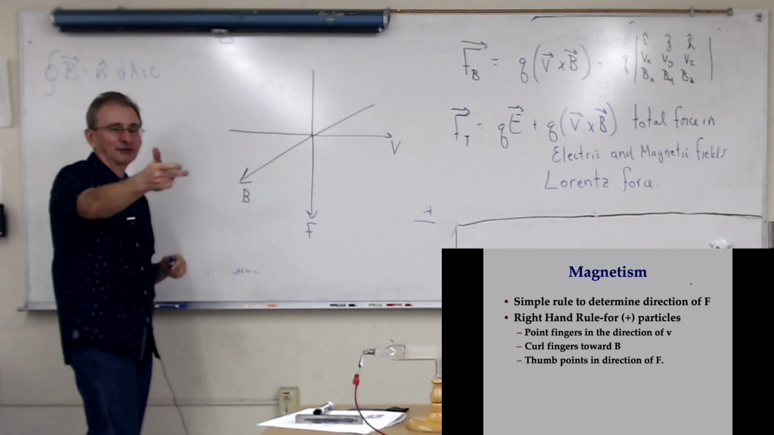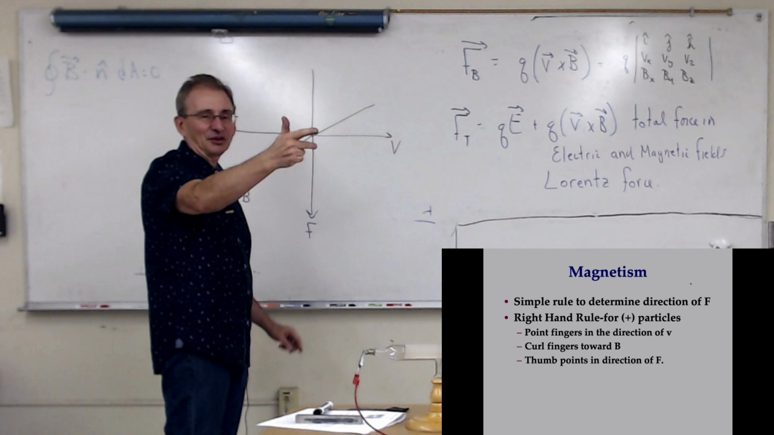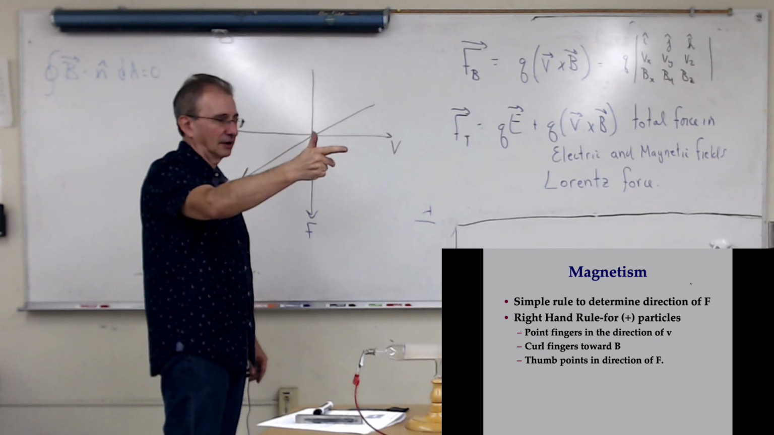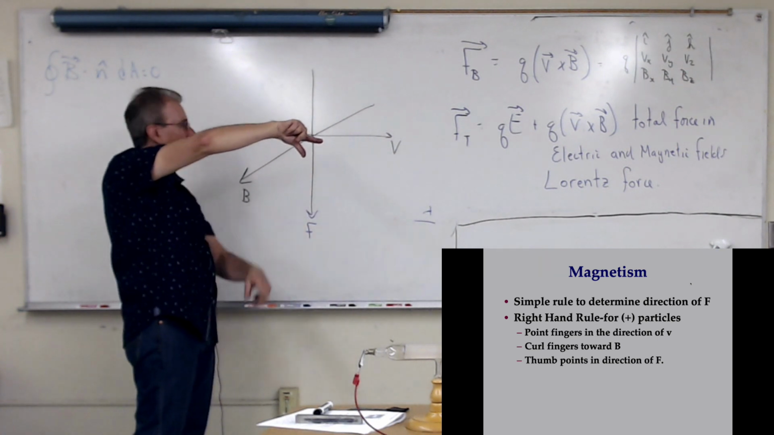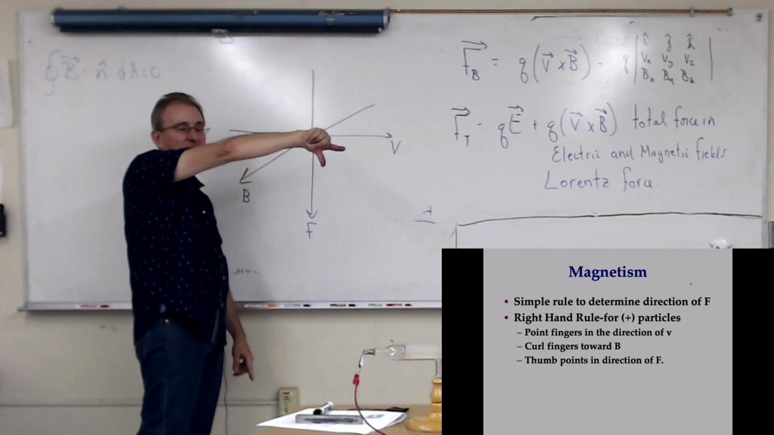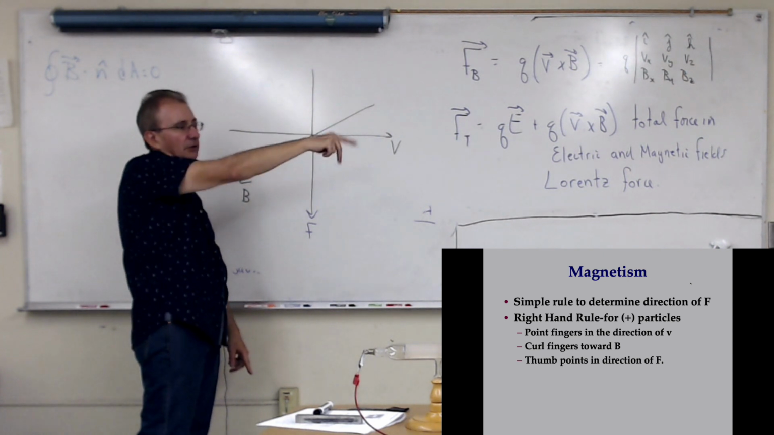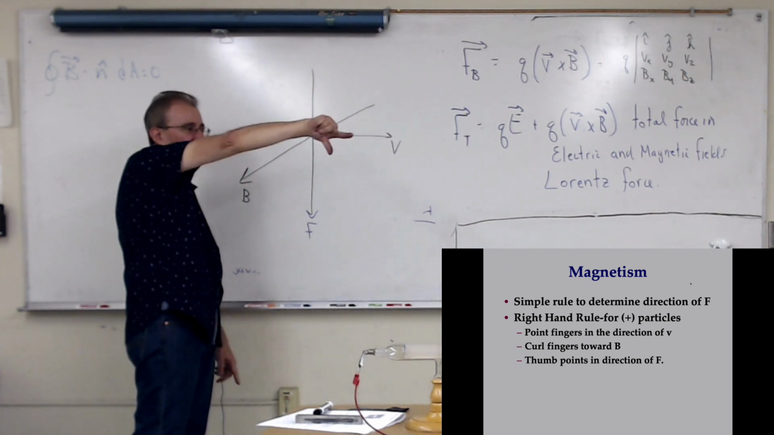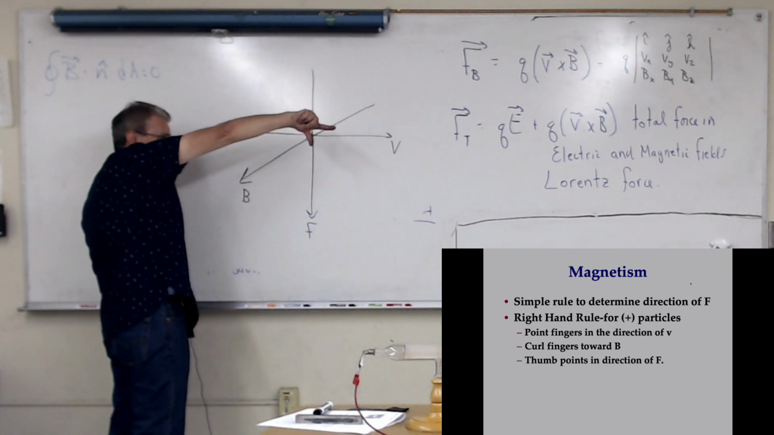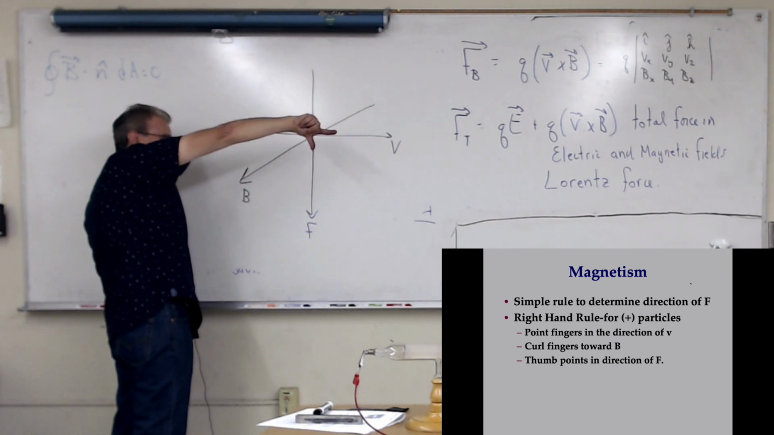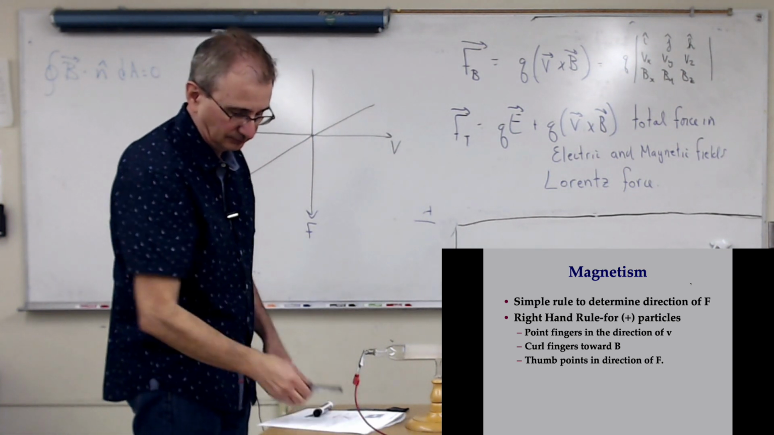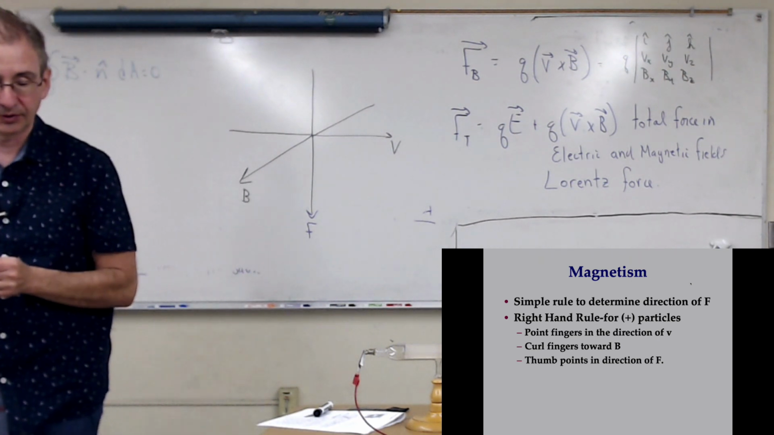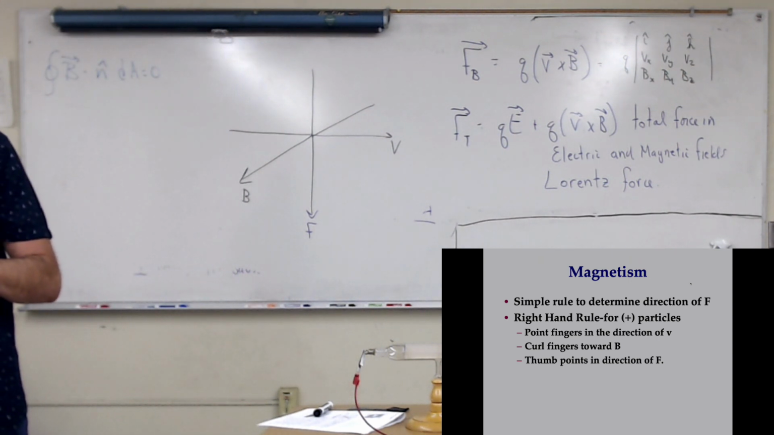If you use the one with the three fingers, your first finger is V, your middle finger is the magnetic field, and your thumb points in the direction of the force. So you just form your right-handed coordinate system. V points this way, the magnetic field points out of the board, and my thumb points down. Is that okay? Yeah. Okay.